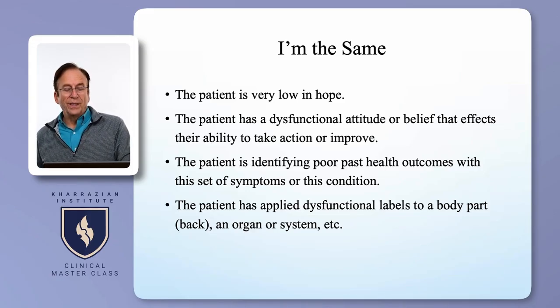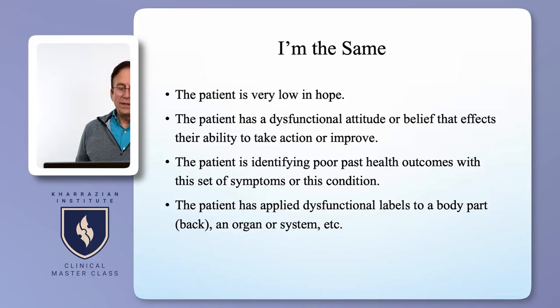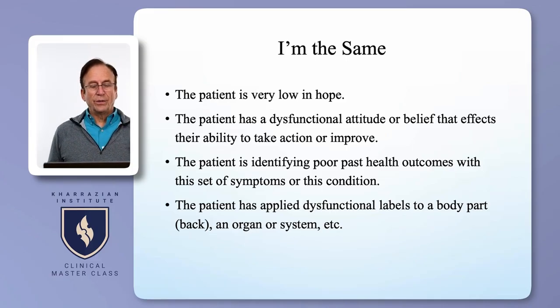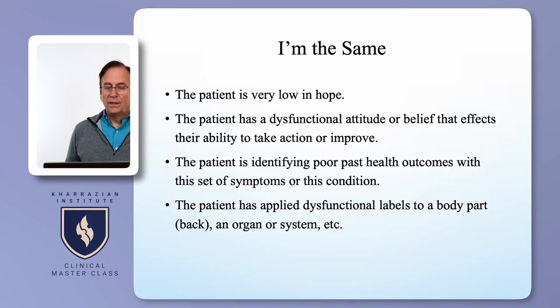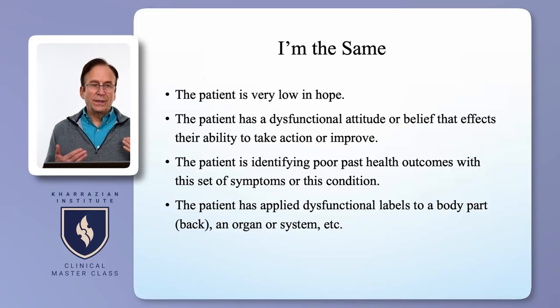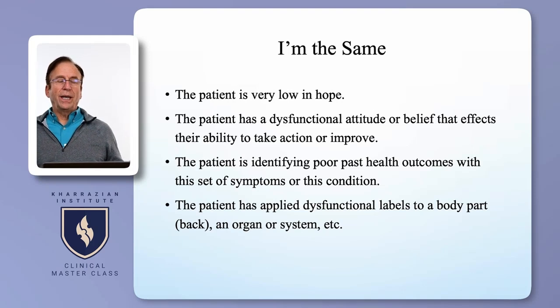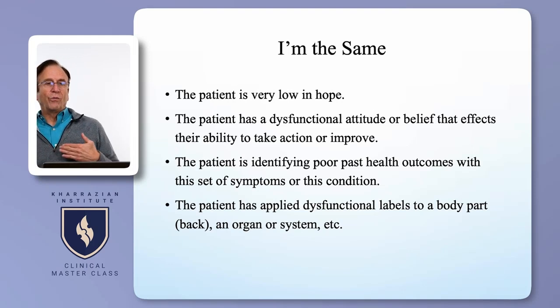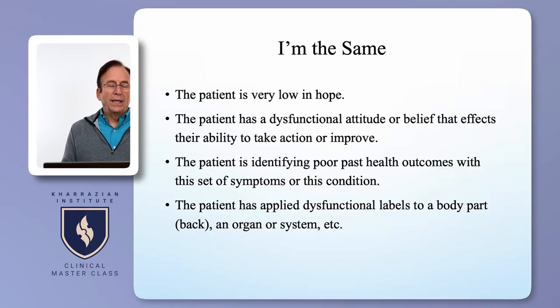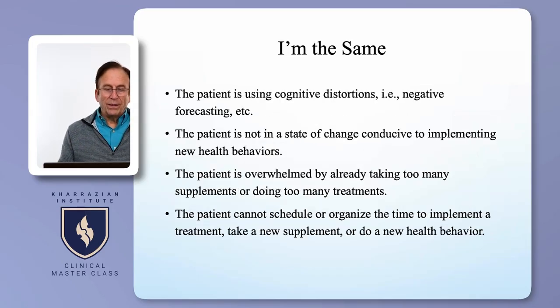It's also what's called linkages. And another reason for the same is the patient has applied dysfunctional labels to a body part or tissue. And we'll talk about these labels because if they keep doing it, I always tell people, look, it's hard to get a bad knee better. It's easier to get a right knee better. And I'm going to explain all about this business about labels.